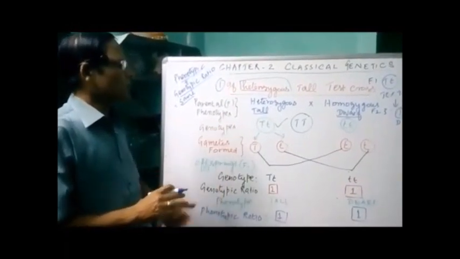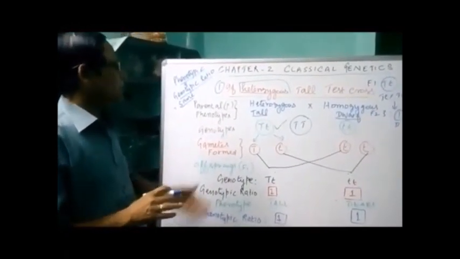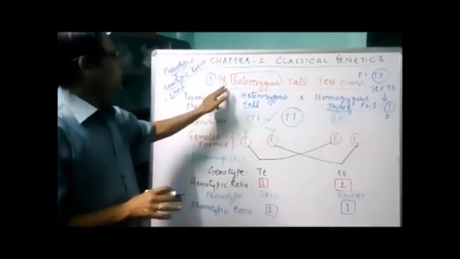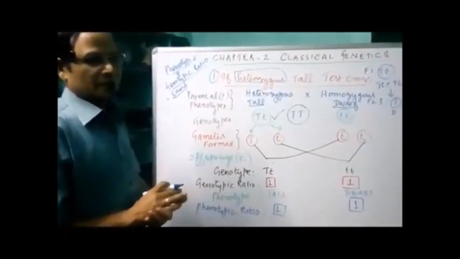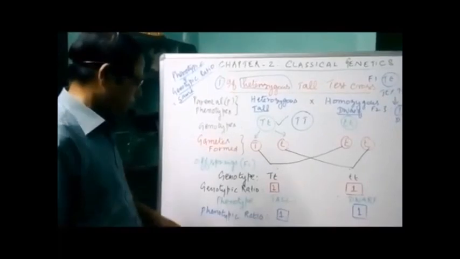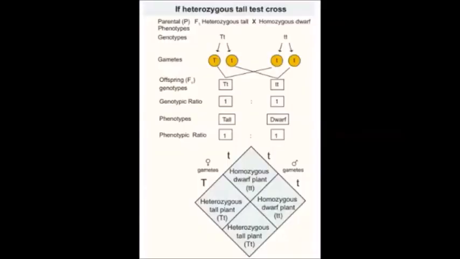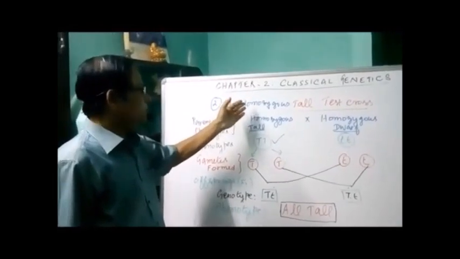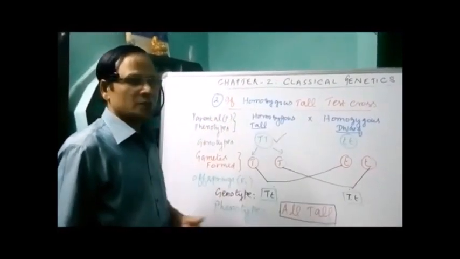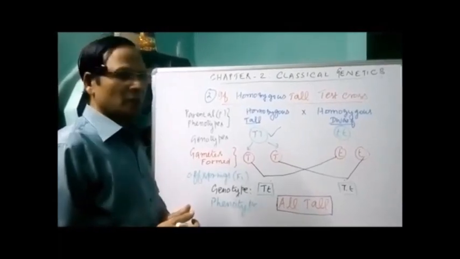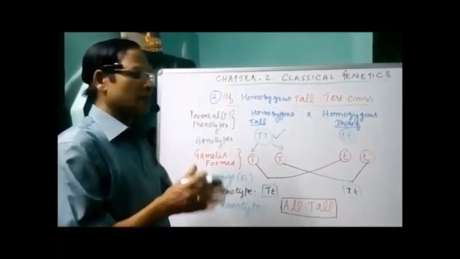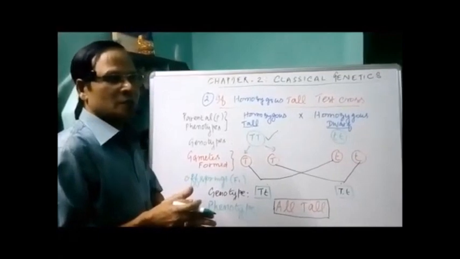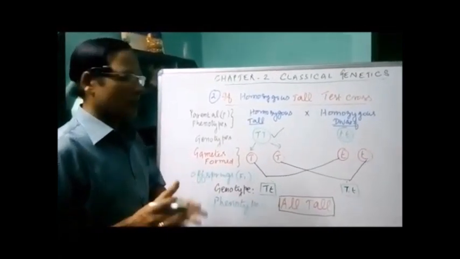I will represent the checkerboard also after finishing the other cross, the homozygous tall test cross. The previous cross was the heterozygous tall test cross. It is used so that the progenies and their genotypes and phenotypes can be easily analyzed.